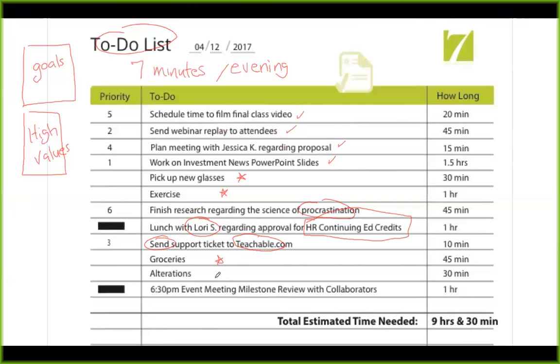I was out of groceries. I was leaving for a meeting and needed to pick up the suit that I was traveling in. And I had a 6:30 evening event. It's a milestone review with some collaborators that I was putting on an event with.